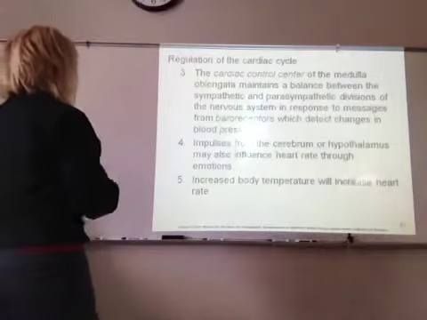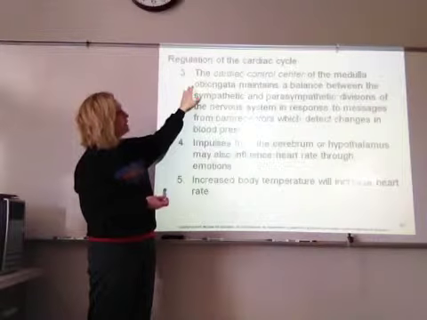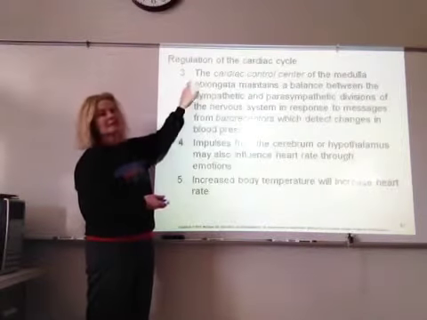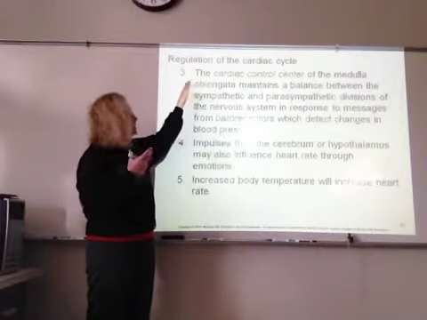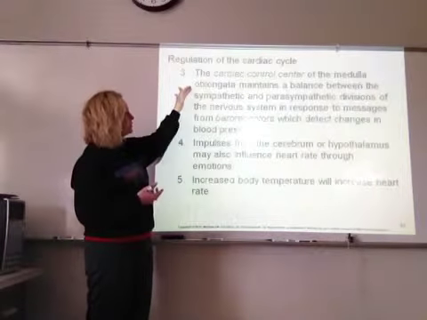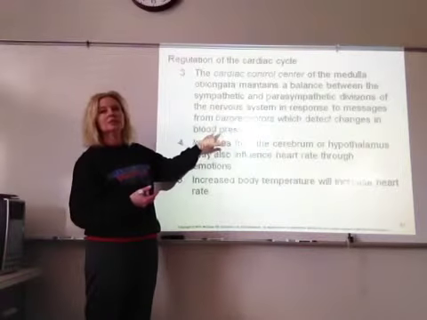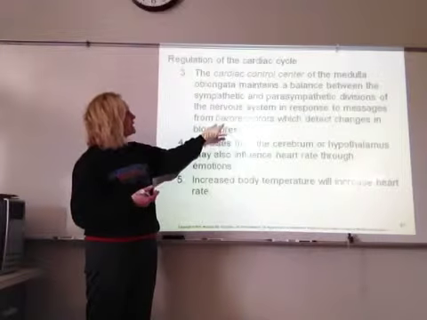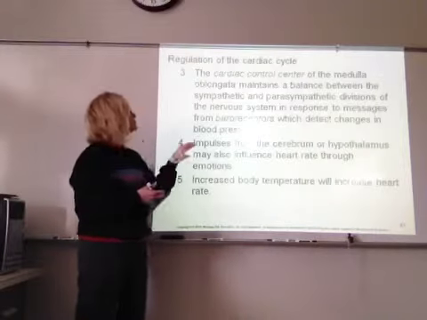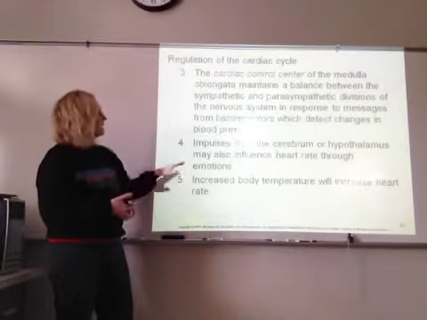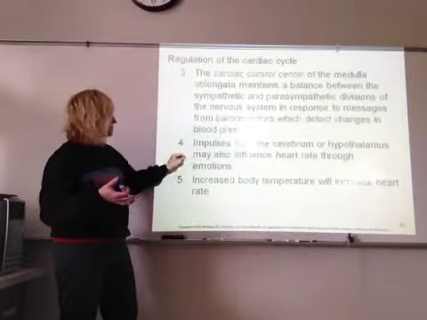The cardiac control center of your heart is actually located in your brain in the medulla oblongata. So basically that's the part in this first paragraph that I want you to know. Medulla oblongata is the part of your brain that controls your heart or your cardiac cycle. Baroreceptors detect changes in blood pressure. So that is another part that's going to tell your body what it needs to do regarding the cardiac cycle. Cerebrum and hypothalamus might play a small part also in your heart rate.